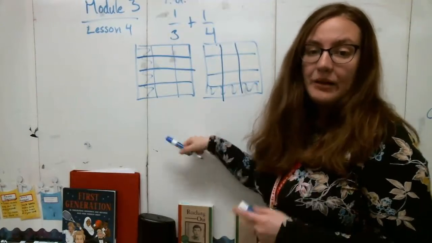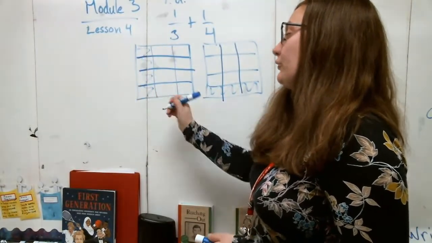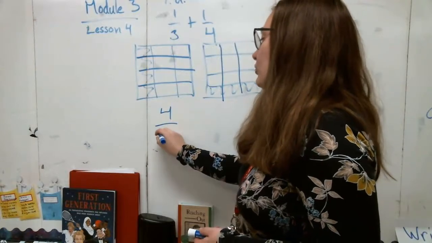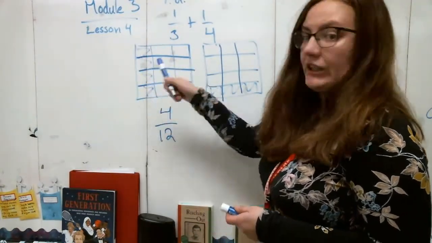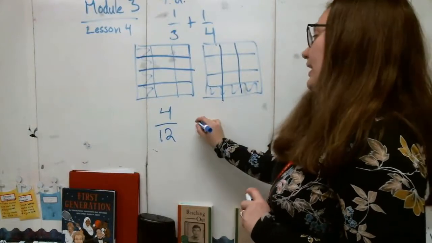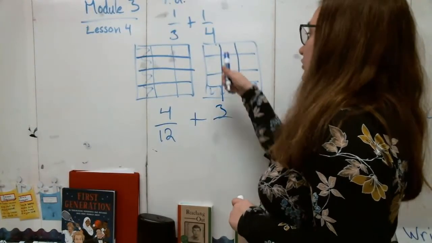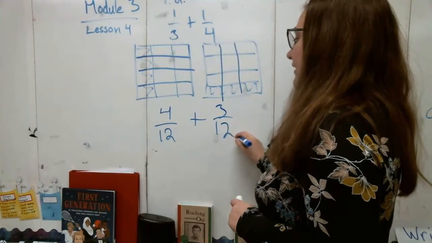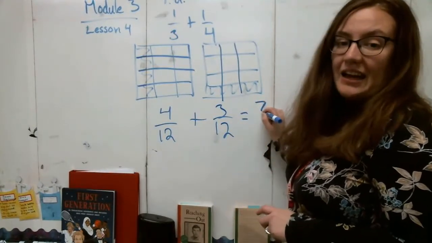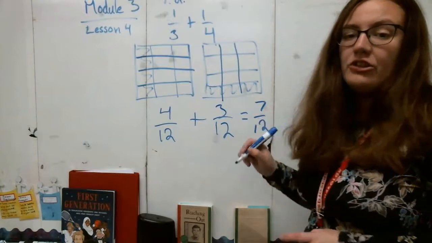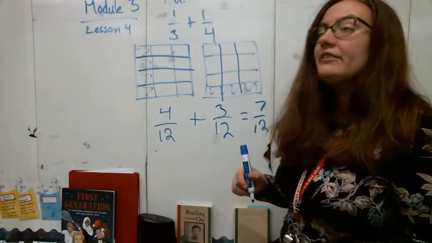Now I will write my new equivalent fractions that I just created. So I have 1, 2, 3, 4 12ths, because there's 1, 2, 3, 1, 2, 3, 4. 3 times 4 is 12. So I have 4/12ths plus 1, 2, 3 12ths. So I have 4/12ths plus 3/12ths, which equals 7/12ths. So we pretty much know how to solve this problem. This is just like the problems from our previous lesson.